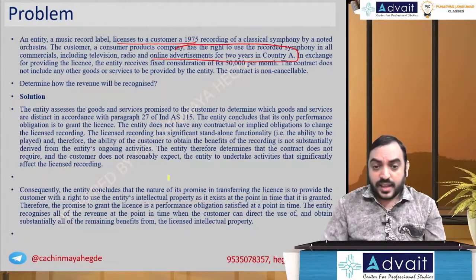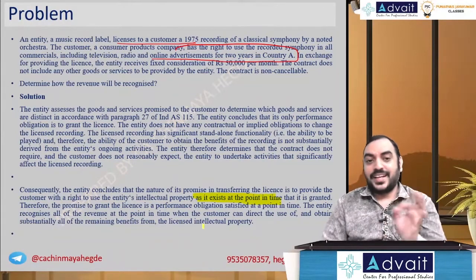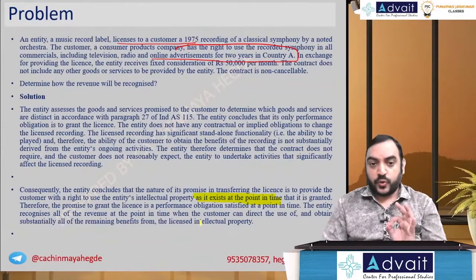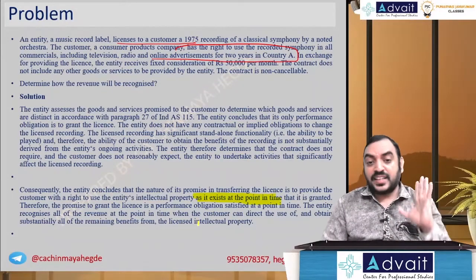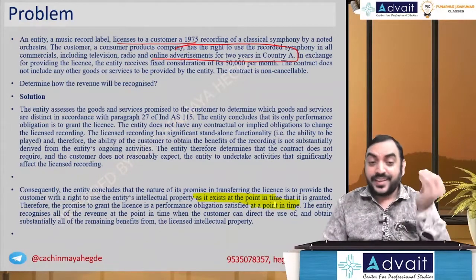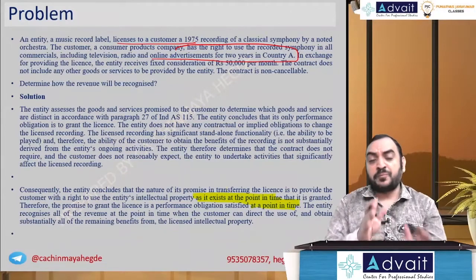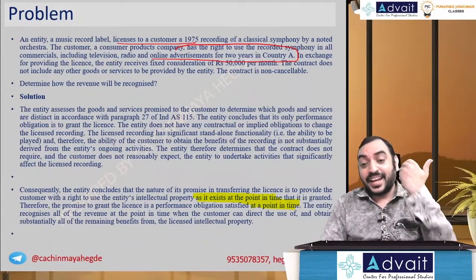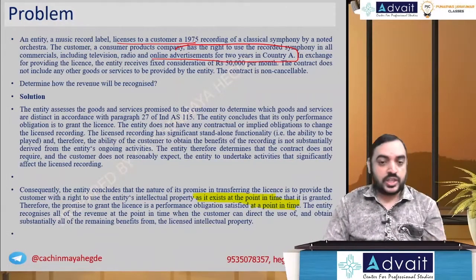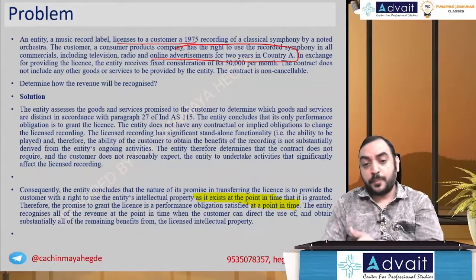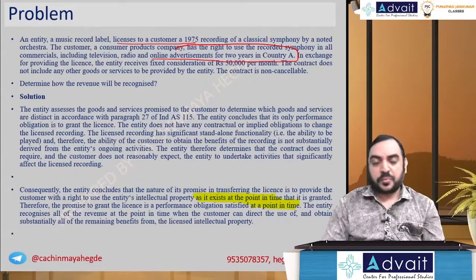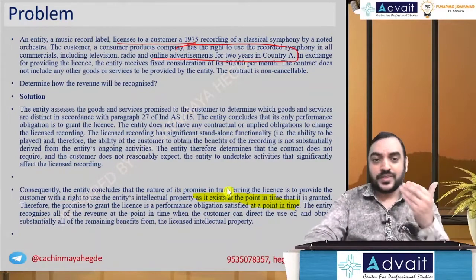Look at this one. As it exists at a point in time. As it exists at the point in time that it is granted. Therefore, the promise to grant the license, the performance obligation, is satisfied at a point in time. Entity recognizes all revenue at a point in time when the customer can direct the use of and obtain substantially all of the remaining benefits from the licensed intellectual property. Hope you got the essence of it. Let's go further.